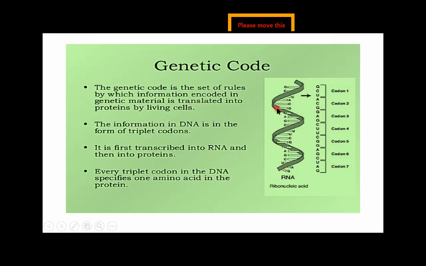So it is also found in DNA and in RNA. The information in the DNA is in the form of the triplet codons. It is first transcribed into the messenger RNA and then into the proteins. So every triplet codon in the DNA specifies one amino acid in the protein. So this codon message is shifted from DNA towards the RNA, and later on protein is synthesized according to the information.